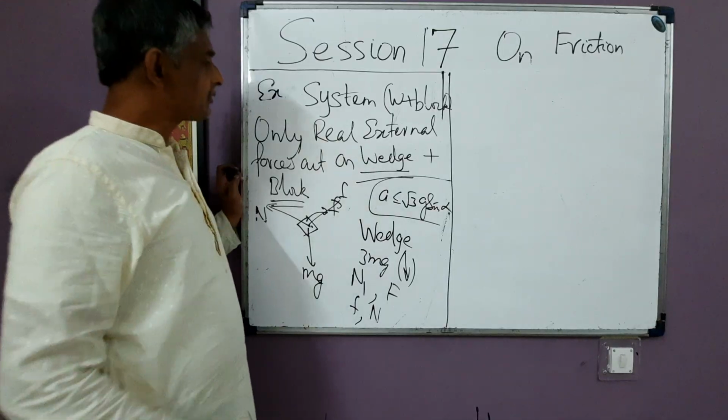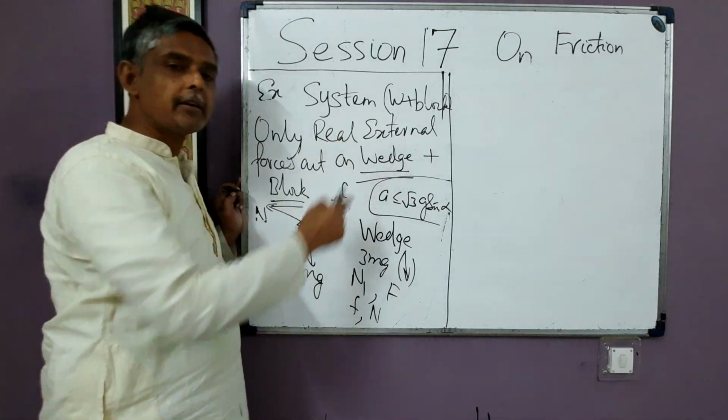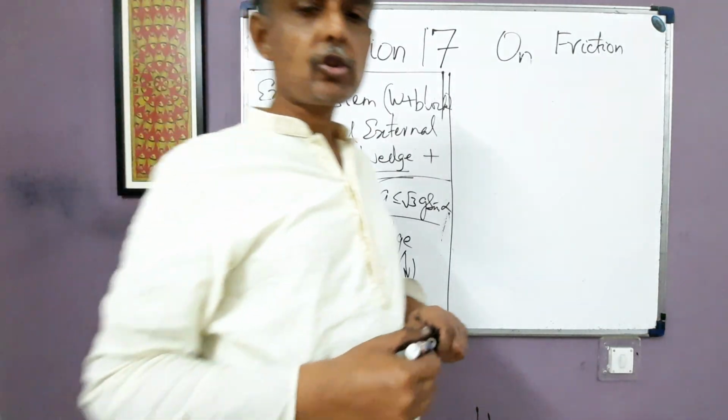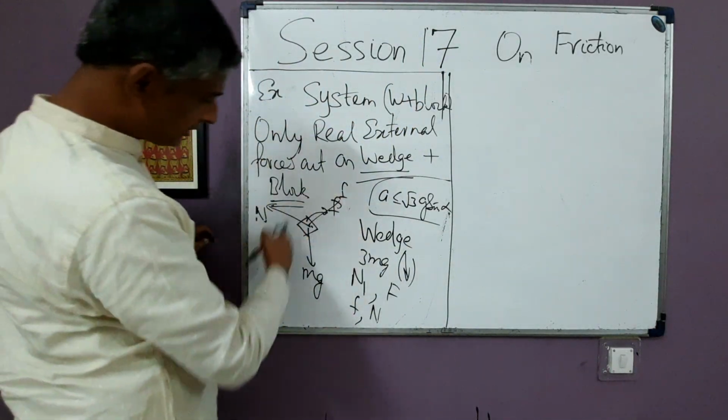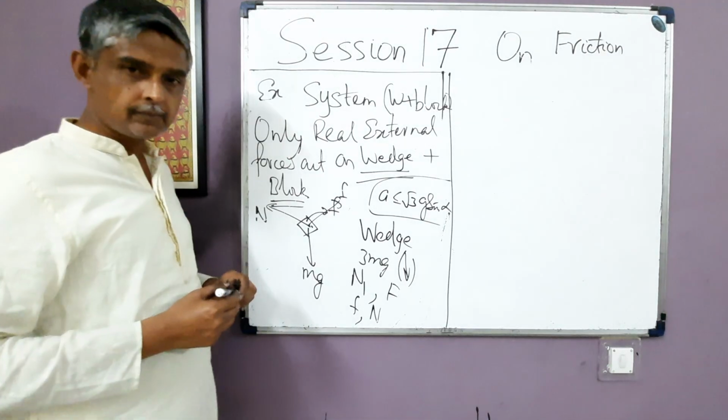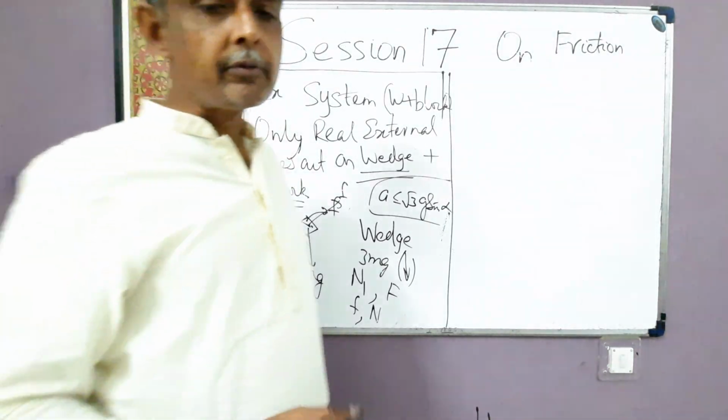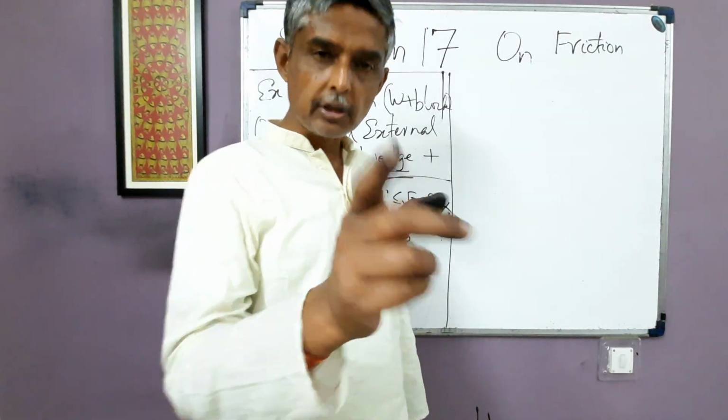Now, as I've said just now, only real external forces appear in the combined equation. In the combined equation of motion, only real external forces appear. Now, in this we have to determine out of these forces, which are the internal forces and which are the external forces. Now, what are internal forces? Forces which various parts of the system exert on each other. They are the internal forces.